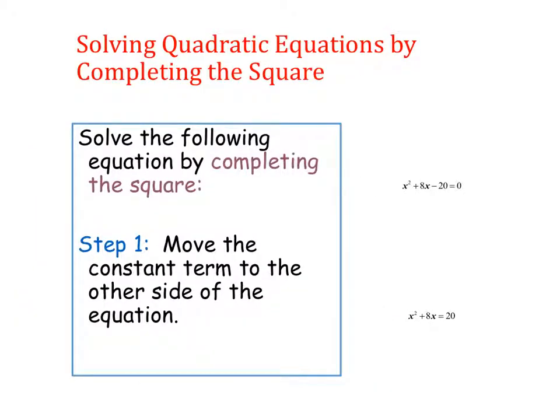Now, we're moving on to solving quadratic equations by completing the square. So the process that we just did of taking half of b and squaring it is a process that we're going to use to solve quadratics by completing the square. So we see this equation, x squared plus 8x minus 20 equals 0. Step 1 says, move the constant term to the other side of the equation. So our constant term is negative 20. So to move it to the other side of the equation, we add 20 to both sides, and we get this.